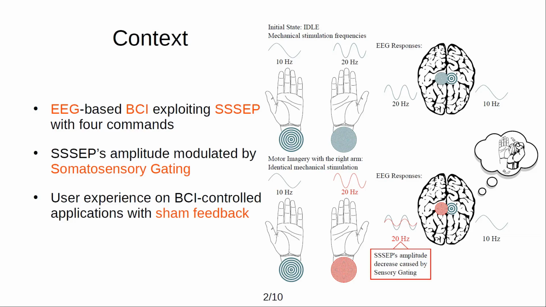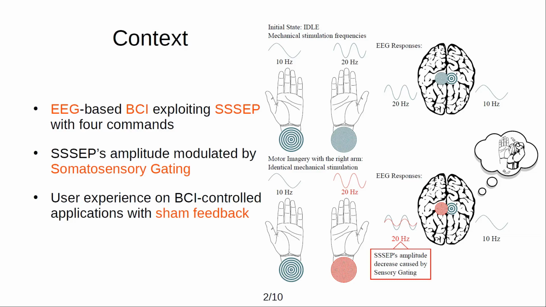The amplitude of the 3SEP can be modulated by the user using something called somatosensory gating. The gating is the capacity of our brain to filter out irrelevant or repetitive stimuli. In our case, when the user performs a motor imagery task, we expect that the 3SEP's amplitude decreases by somatosensory gating.